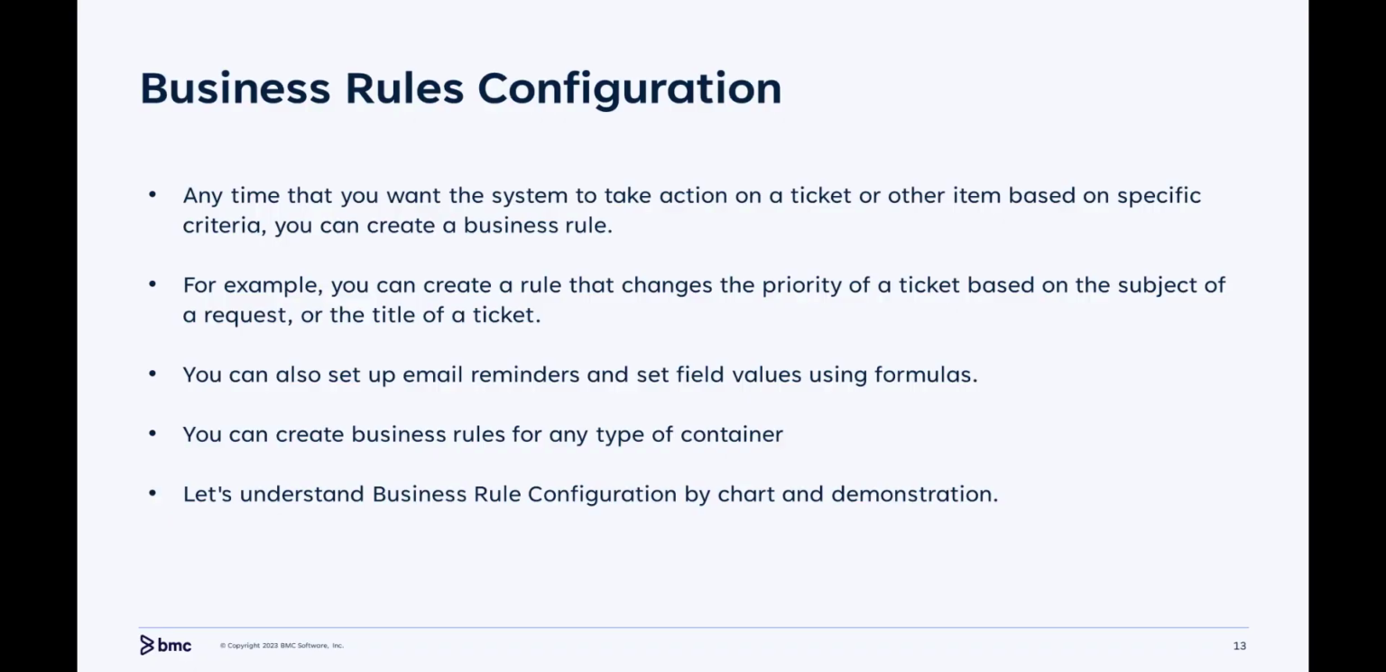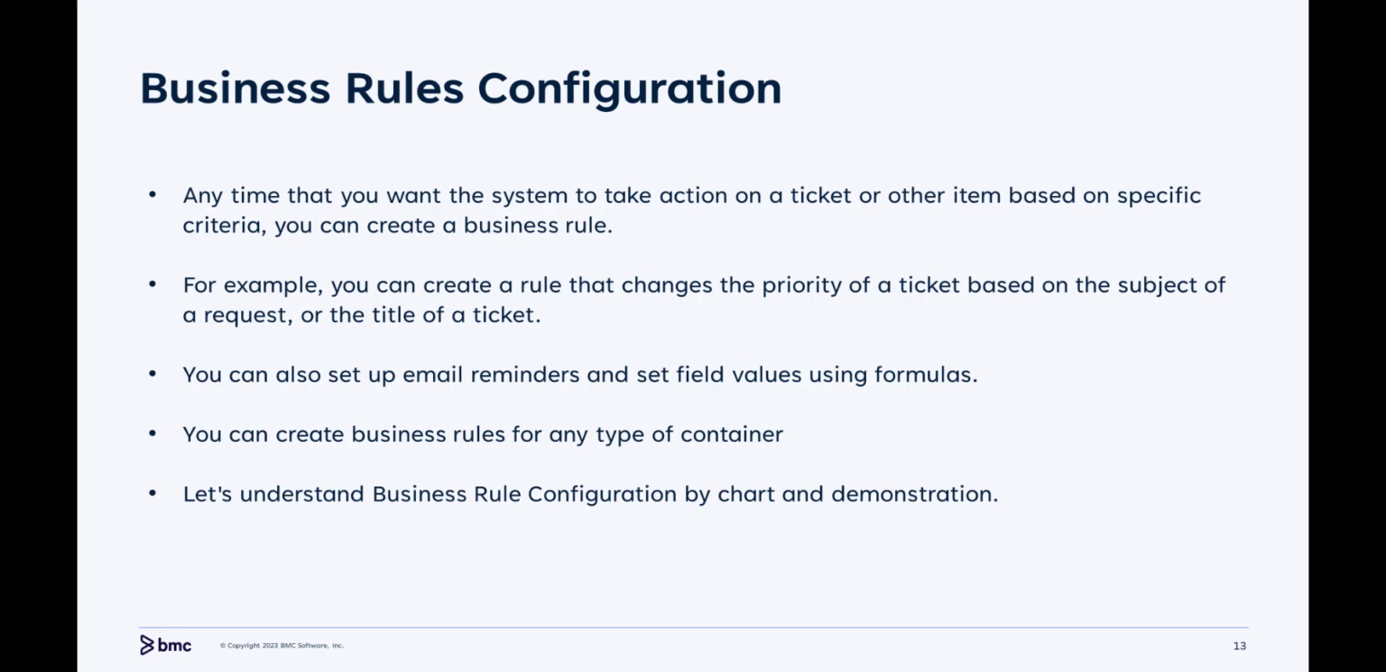Let's understand the business rule configuration process. Anytime that you want the system to take an action on the ticket or other item based on specific criteria, you can create a business rule. For example, you can create a rule that changes the priority of a ticket based on the subject of the request or the title of the ticket. You also can set up an email reminder and set a field value using formulas. A business rule can be created in any type of container.